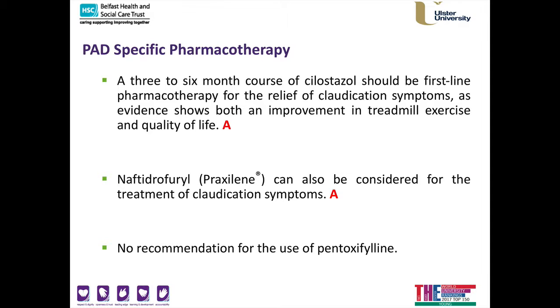Peripheral arterial disease specific pharmacotherapy was very abundant even up to 10 years ago, and indeed my own doctorate reviewed a phosphodiesterase inhibitor called cilostazol, which was Pletal, and its effects in improving walking distance, which I believe it did. However, subsequent cost analyses and cost modelling have suggested that it's not worth the cost. Naftidrofuryl, Praxilene, is very cheap and is considered, but in 18 years since qualification in 1999, I've yet to prescribe one patient naftidrofuryl. There's no recommendation for the use of pentoxifylline.